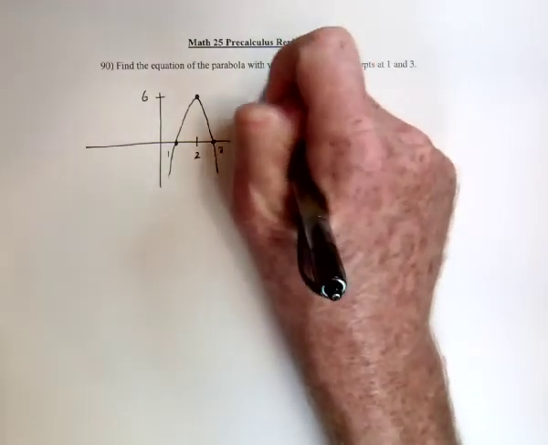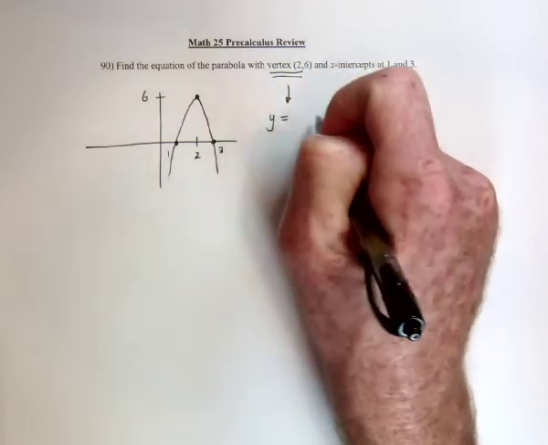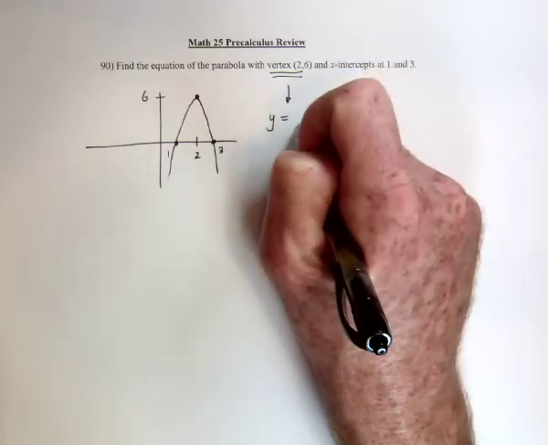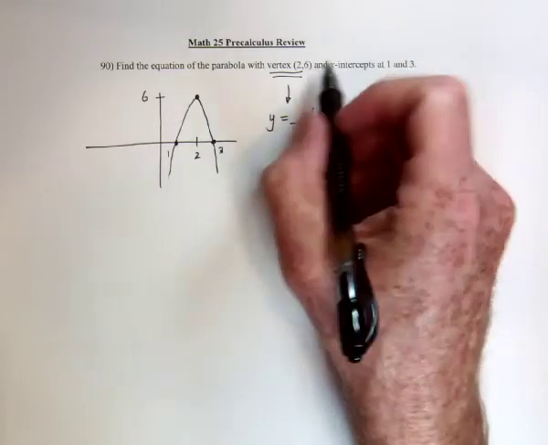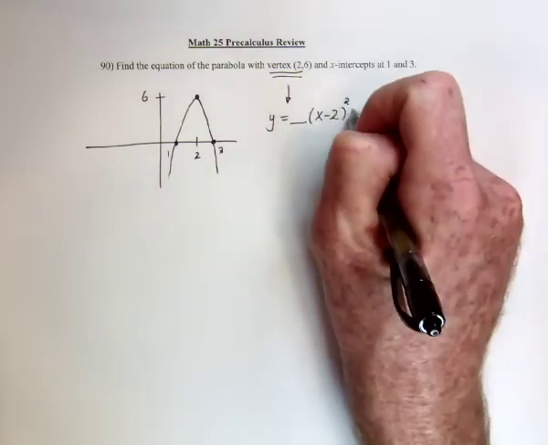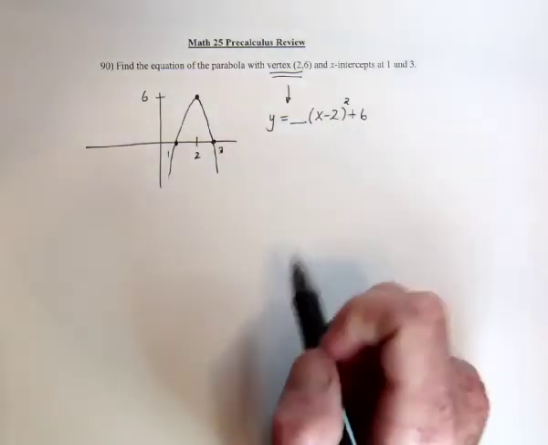So you start with this information and say, okay, it's got to be in vertex form. So y equals, there's a number a in front right here. Then you go (x minus 2) squared, because of this 2, and then plus 6. And there's the vertex, (2, 6).